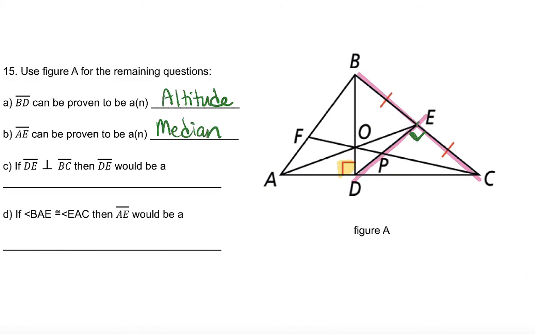And E, we already can determine based on these markings, is a midpoint. So segment DE actually has 2 things going on. It has a right angle, which makes it perpendicular. There's a perpendicular relationship. And it's going through the midpoint, which means that it's a bisector. So segment DE would be a perpendicular bisector.